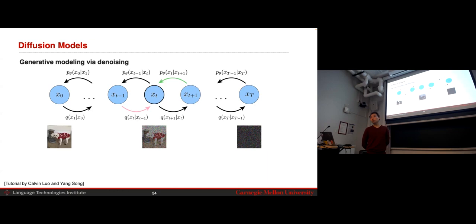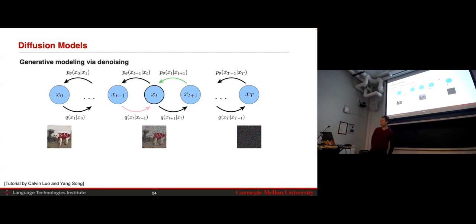Is it easy to remove noise from things? Reasonably well, right? If I have something that is a little bit noisy version of the original image, I should be able to reconstruct a more clean version of it. I should be able to remove noise, right? In computer vision, there's been lots of research over the years on denoising. So diffusion models basically operate using this idea.